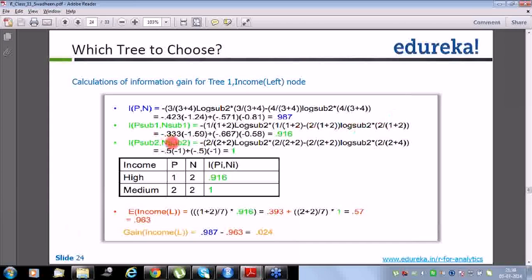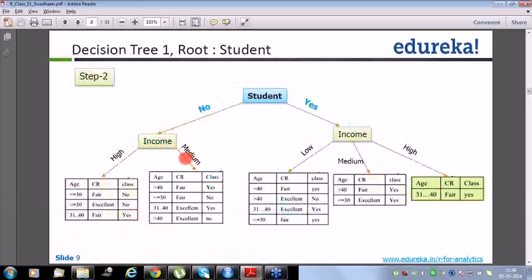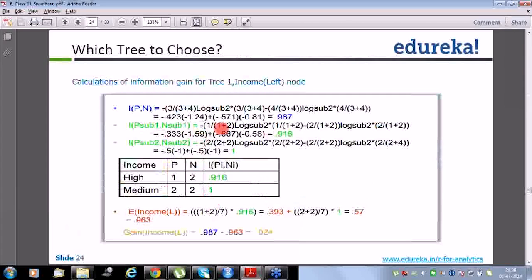In the same way, n sub 2, p sub 2, that is medium: 2 yes, 2 no. So 2 divided by 2 plus 2 log base 2, 2 divided by 2 plus 2, minus 2 divided by 2 plus 2 log base 2, 2 divided by 2 plus 2. It's 2 plus 2. That was a typo. So again we get information gain here.